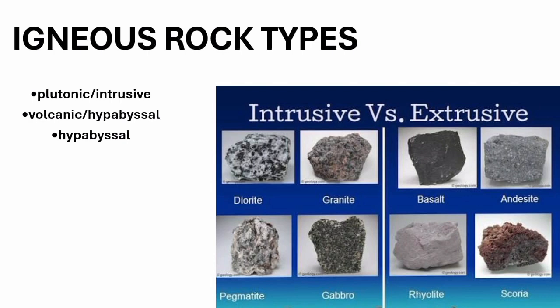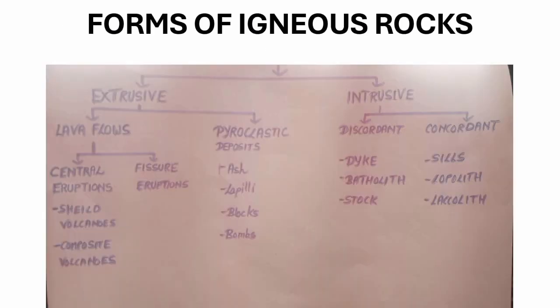The third one is hypabyssal rock. The hypabyssal group includes rocks of dikes, sills, and small laccoliths, etc., which occupy an intermediate position in the crust between the deep-seated plutonic bodies and the superficial lava flows. So next we are gonna look at the forms of igneous rock.